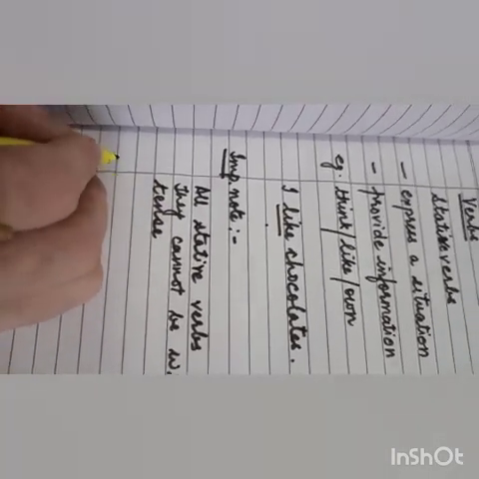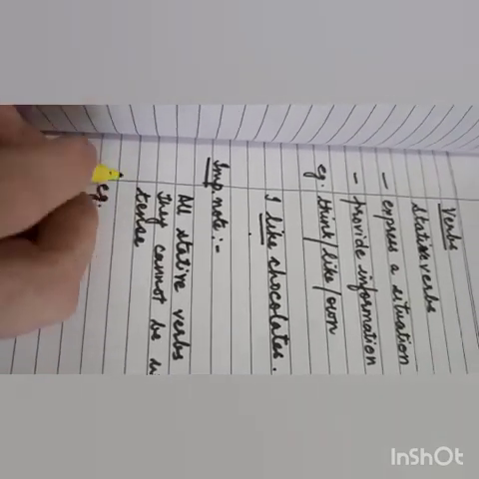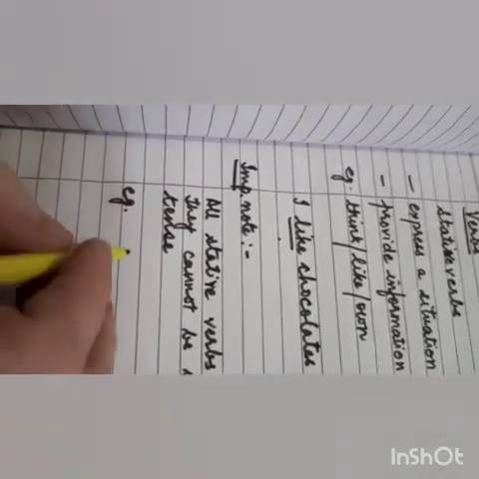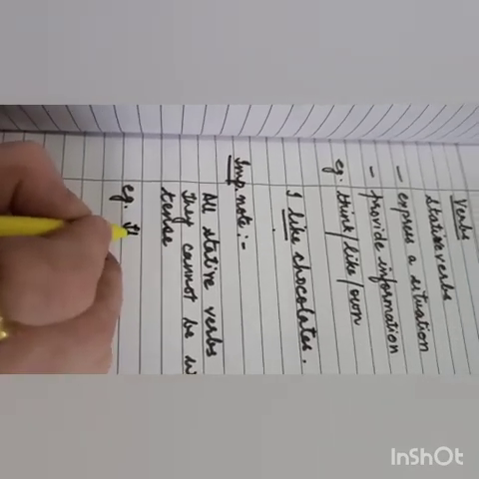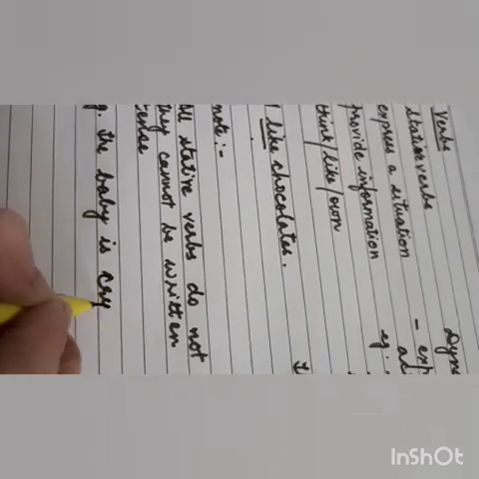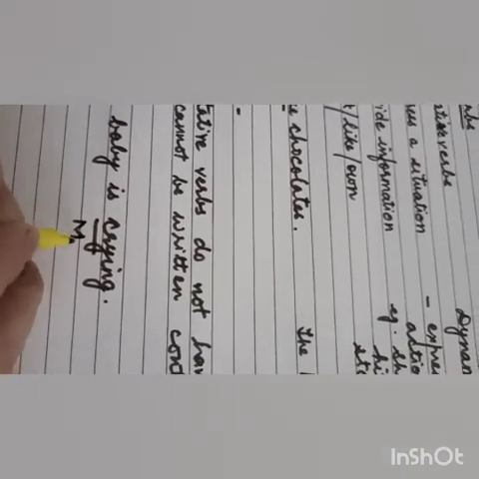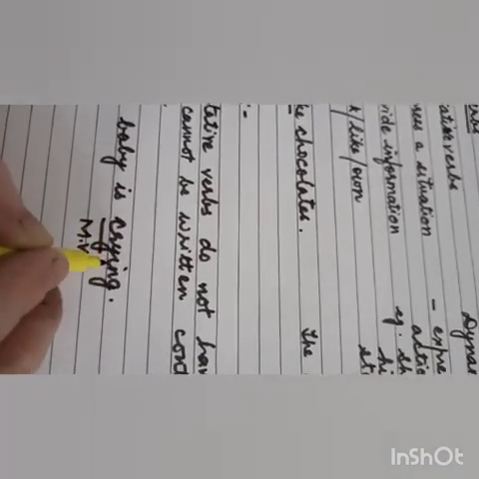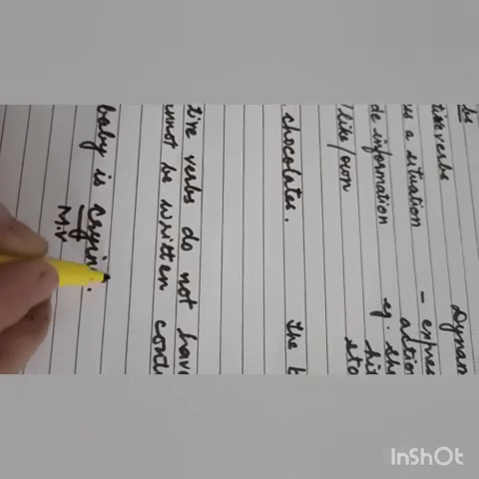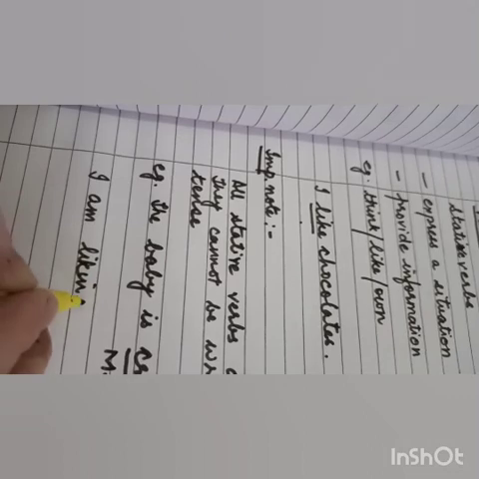Let me give an example. If you take a main verb, like the baby is crying. The baby is crying. Now this word is a main verb and it can be written with ing form. We can write ing form with the main verb, and it is correct. But if we write, I am liking chocolate.